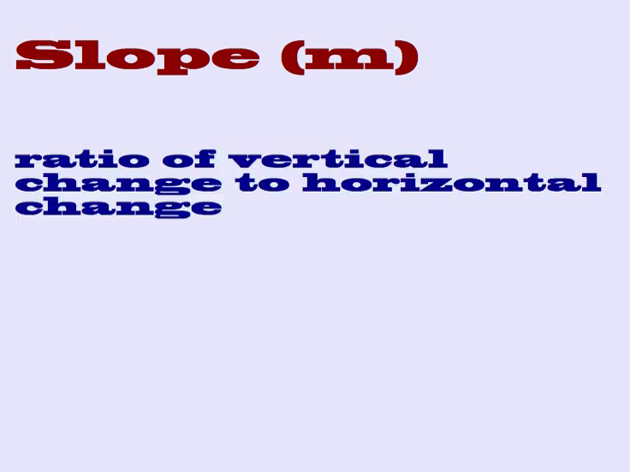To start out with, let's take care of our definition of slope, which we use the variable m for slope. Slope is the ratio of vertical change to horizontal change. A lot of times we think of it as rise over run. Okay, so think of slope as rise over run, the vertical change to the horizontal change.